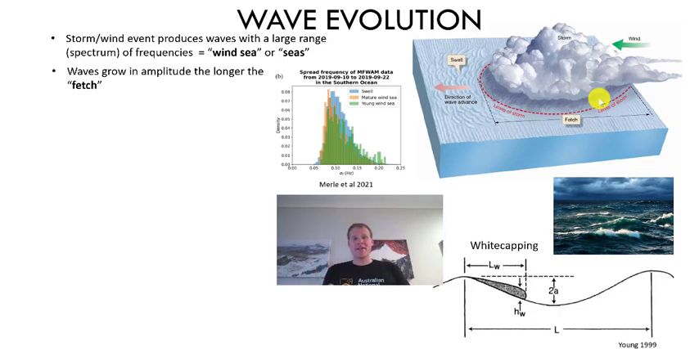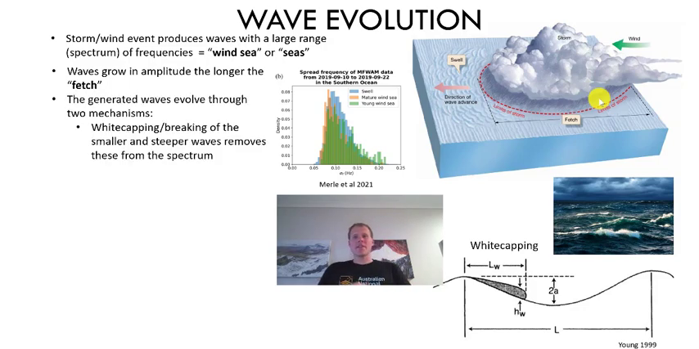Okay, so once they've been generated, the waves evolve through a couple of different mechanisms. One of which is that the steepest waves are liable to breaking. So they're too steep, the wind pushes the top over, they break and whitecap. And this means the smallest wavelength and tallest waves get essentially removed from the spectrum of waves bumping around in the ocean, because they just break and fall out of the system and cause mixing, and they no longer exist in the wave field.